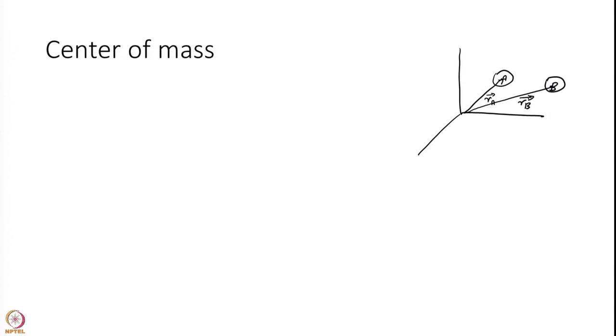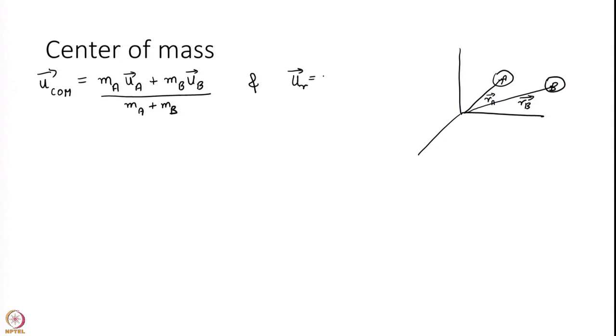And they have their corresponding speeds and momentum. What we do is we define new variables: u center of mass and u relative to be this. Okay.